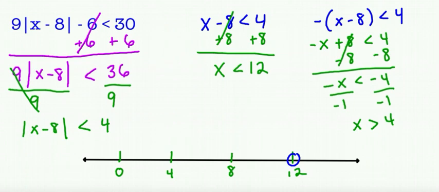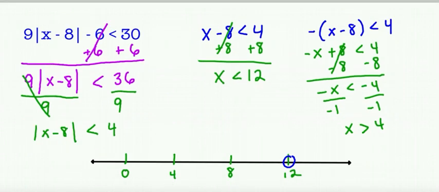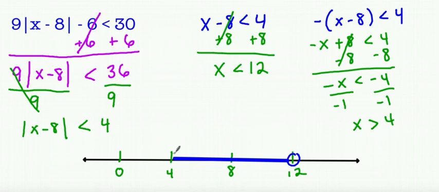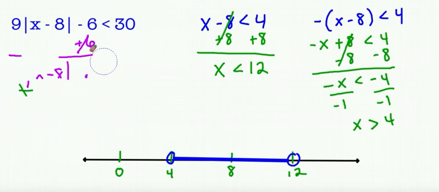And since it's less than, I'm going to shade to the right. To the left. And I'm going to stop here because x is also greater than 4. So this has an open circle. So x is less than 12 and x is greater than 4. And that's represented by our inequality here.